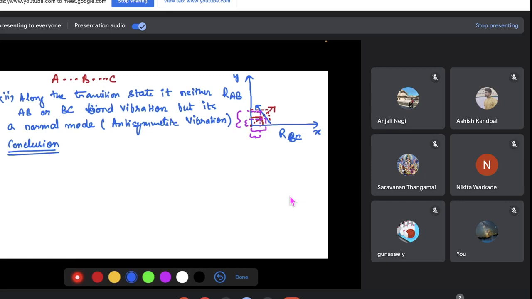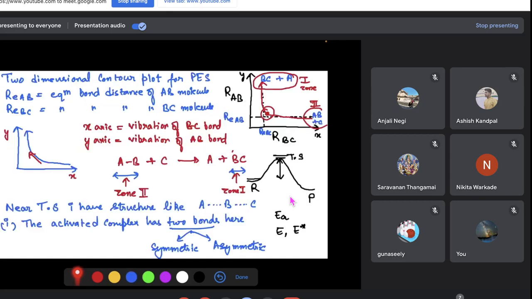How does the coordinate of my antisymmetric vibration look? The coordinate along this arrow is something like RBC minus RAB. So this is a coordinate transformation at the transition state. Also from the geometry, you can see that we are crossing the transition state in our potential energy surface diagonally.